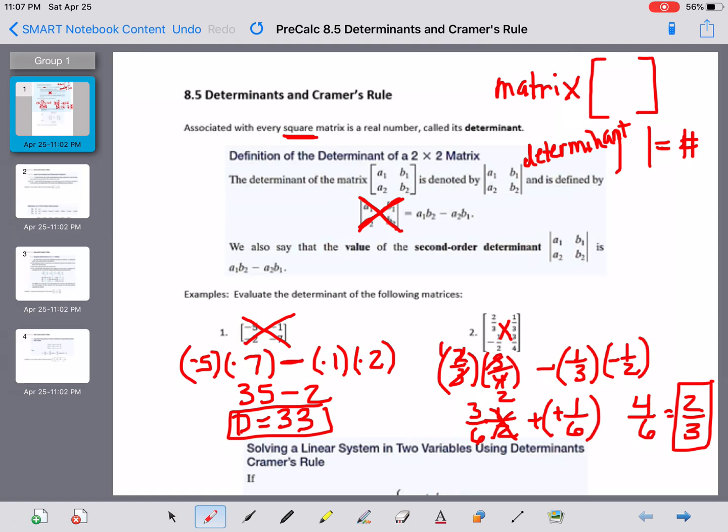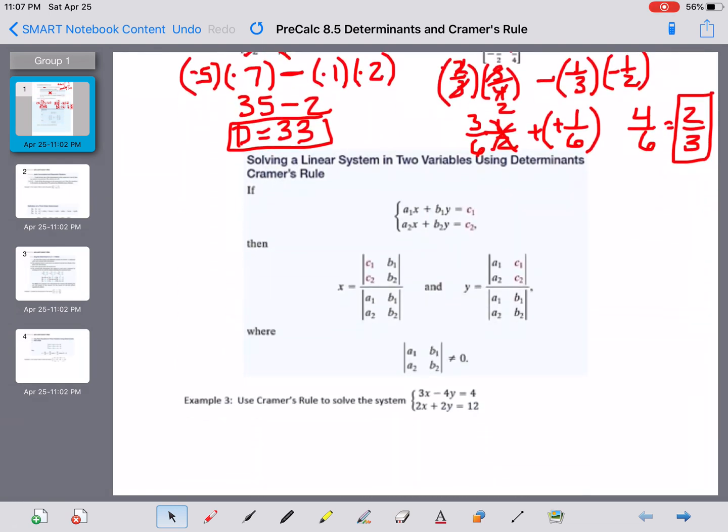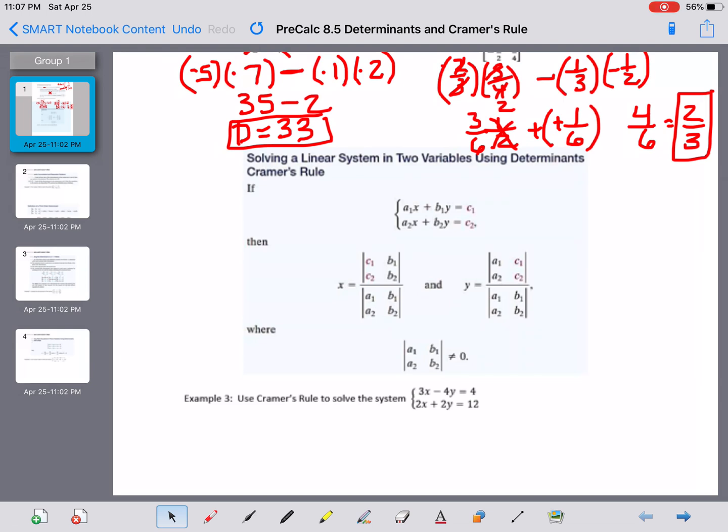Okay, so what is the value of being able to find a determinant? Well, we have Cramer's rule, which was created using this determinant rule, on how to solve a system of equations or a matrix.